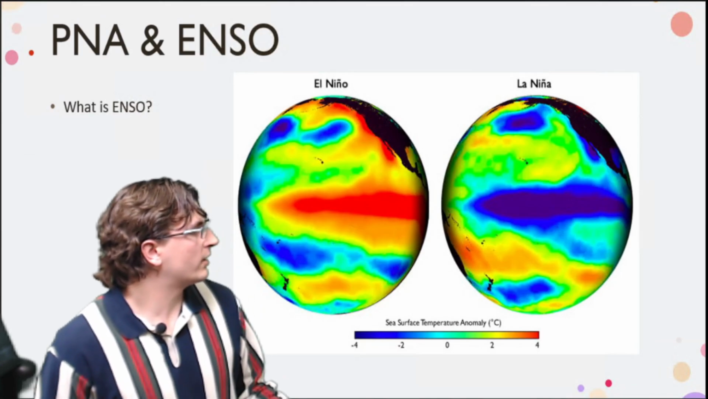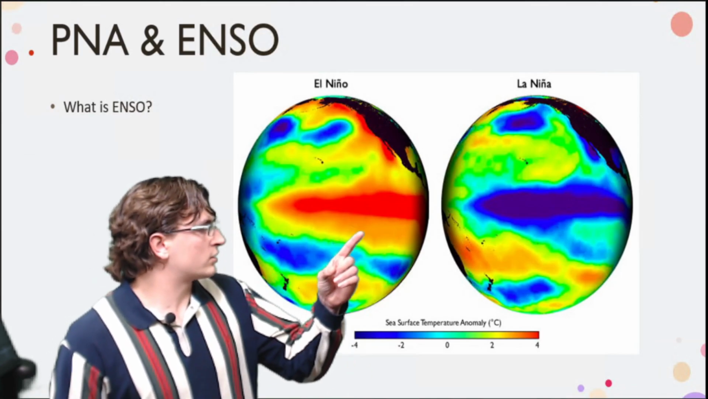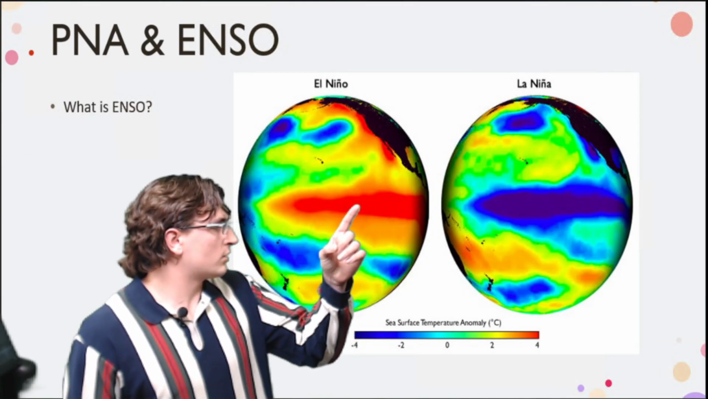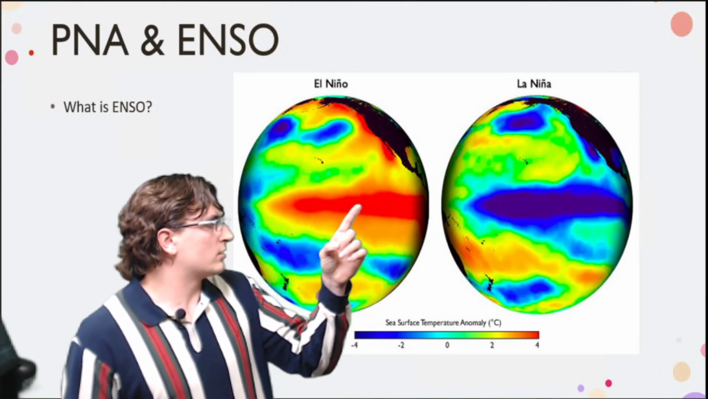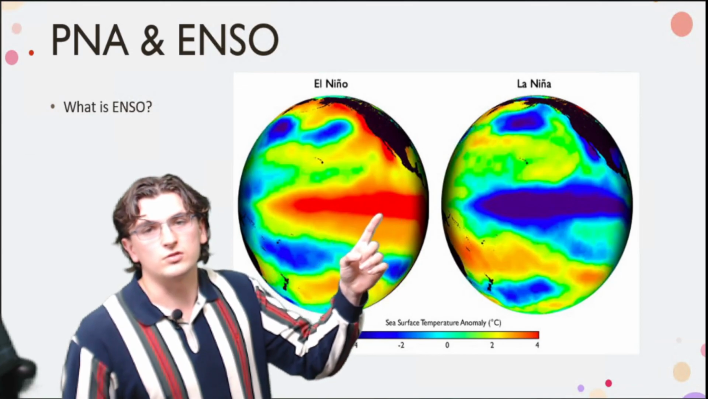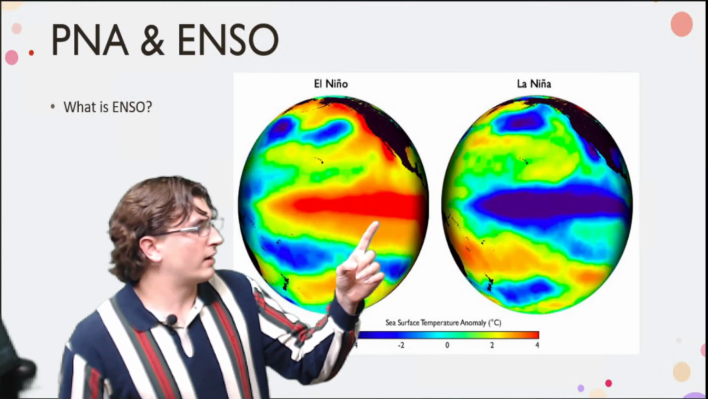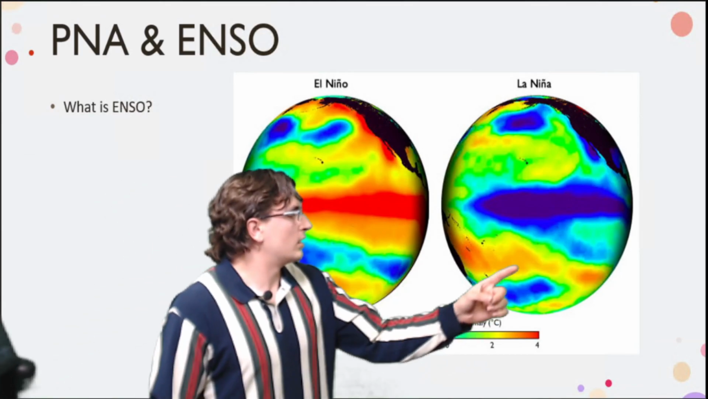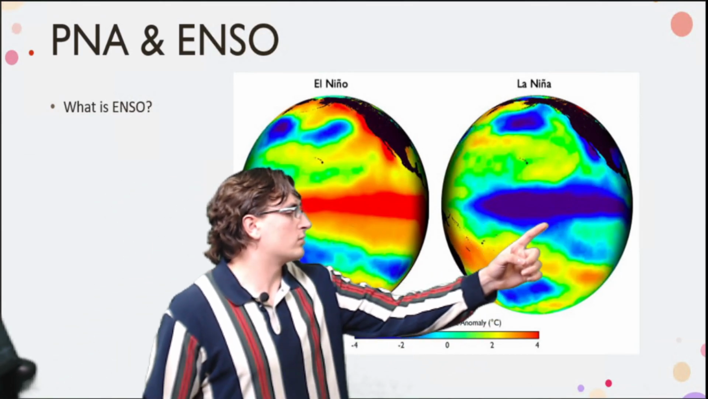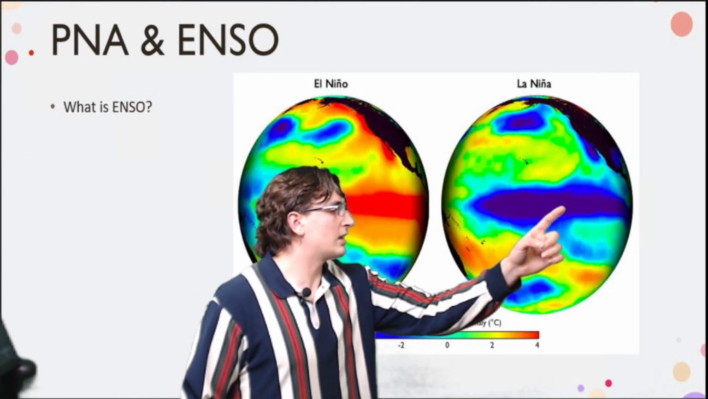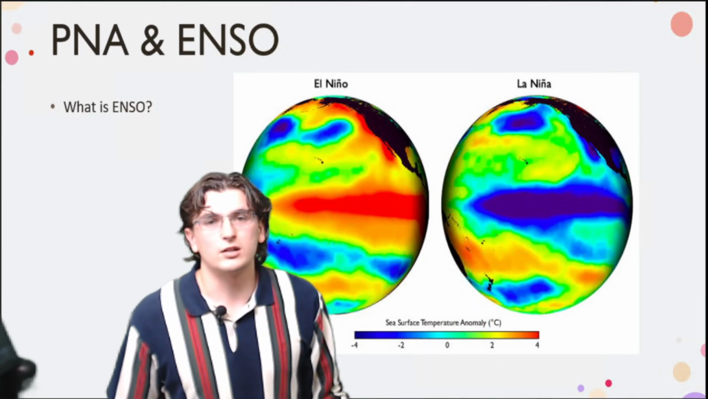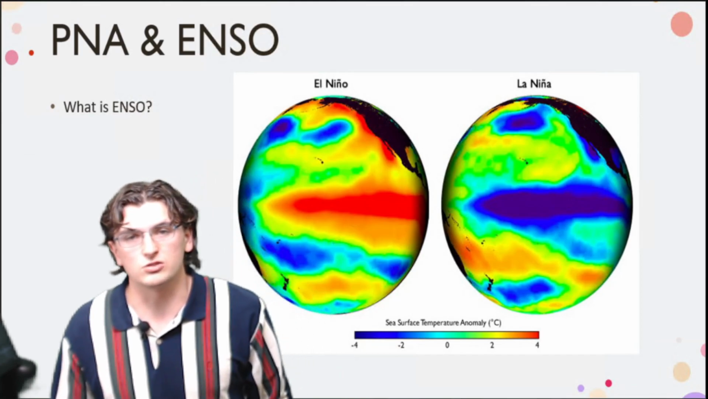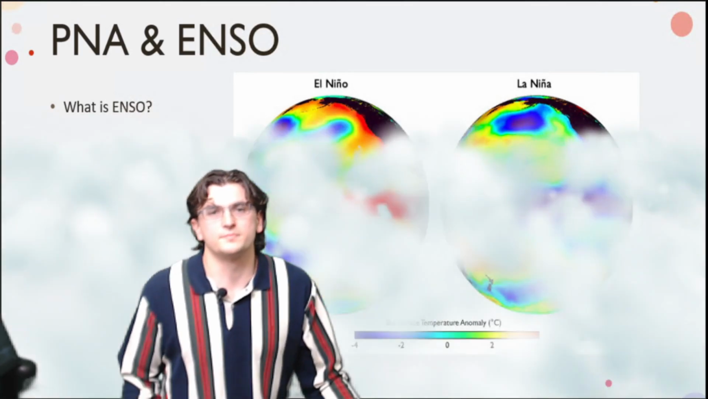Here we have the El Nino pattern, which is characterized by a sea surface temperature anomaly greater than 0, as indicated by this red here. So the sea surface temperatures are higher on average. La Nina is the opposite, with temperature anomalies below average, so that would be less than 0. We're not going to touch too much on what ENSO is, but at its most basic, it is just differences in sea surface temperature.